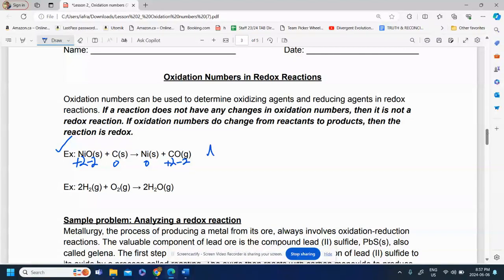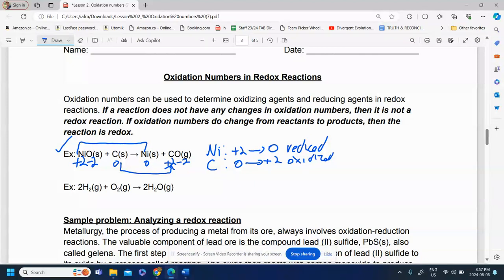If you look carefully, nickel, what happened to it? It went from +2 to 0. So nickel was reduced. That's what happened, the change. Whereas C stayed the same. No, C did not stay the same. O stayed the same, that's fine. But you'll see that C changed. C went from 0 to +2. So C was oxidized instead.